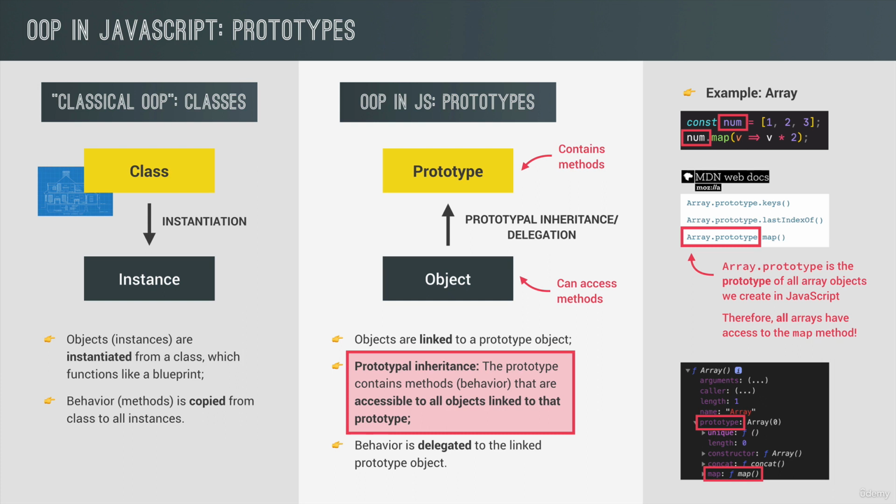So in a sense, our array inherits the map method. Or again, we can also say that the array delegated the behavior of mapping to its prototype. You can choose whatever makes more sense in your mind. But what matters is that the map method is actually not defined on the num array itself, but on its prototype. And of course, we're going to check out this behavior also in our code in practice. Okay?